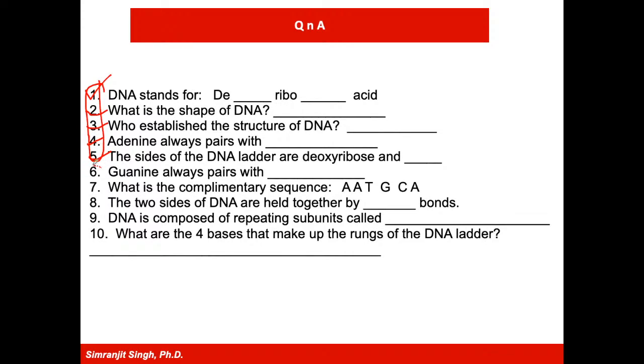Guanine always pairs with what? What is the complementary sequence to this sequence? The two strands of DNA are held together by which bonds? DNA is composed of repeating subunits called what? And which are the four bases that make the DNA ladder? Very simple, very fast, just answer them. Then we go ahead with a little bit about RNA, because we have discussed DNA in detail. Now it's time to discuss RNA.